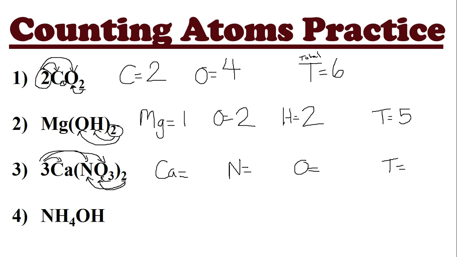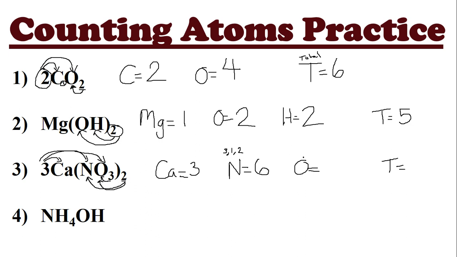All right, now let's figure it out. Ca has a 3 going to it and an implied 1. 3 times 1 is 3. The N, it's got a 3 going to it, it's got a 1 implied, and then it's got a 2 going to it. So we got to multiply all three numbers together. 3 times 1 is 3, times 2 is 6. I know, it looks complicated.